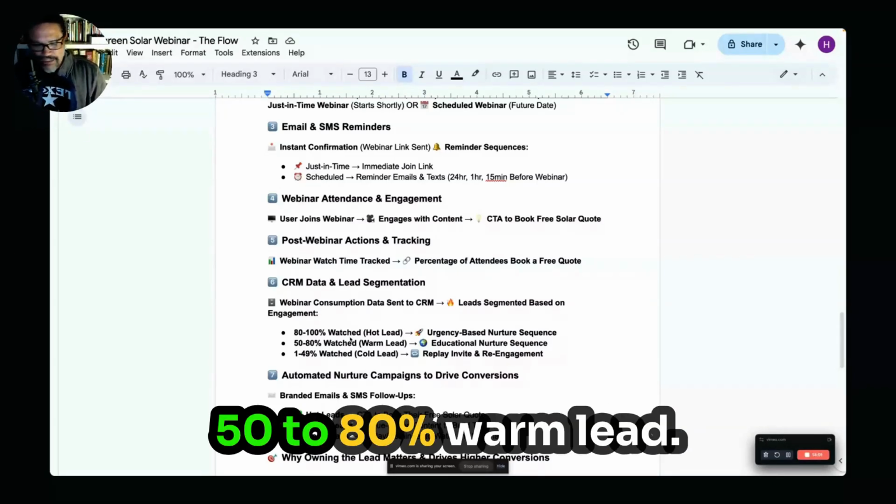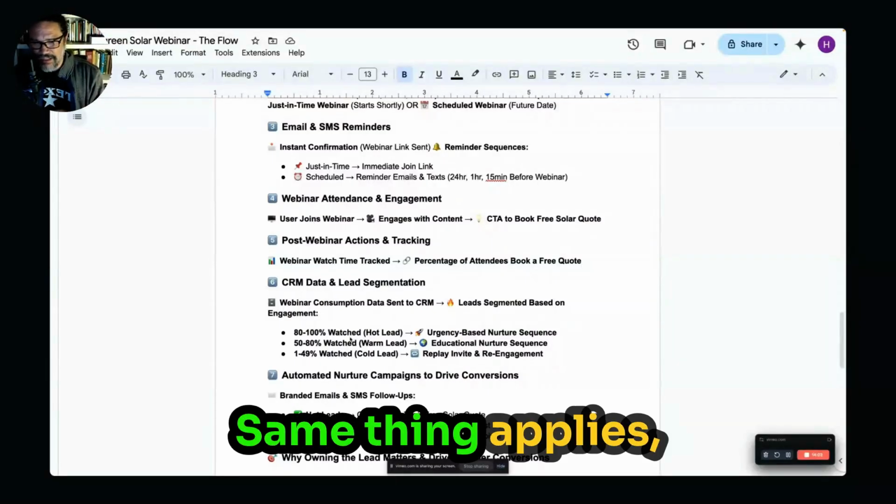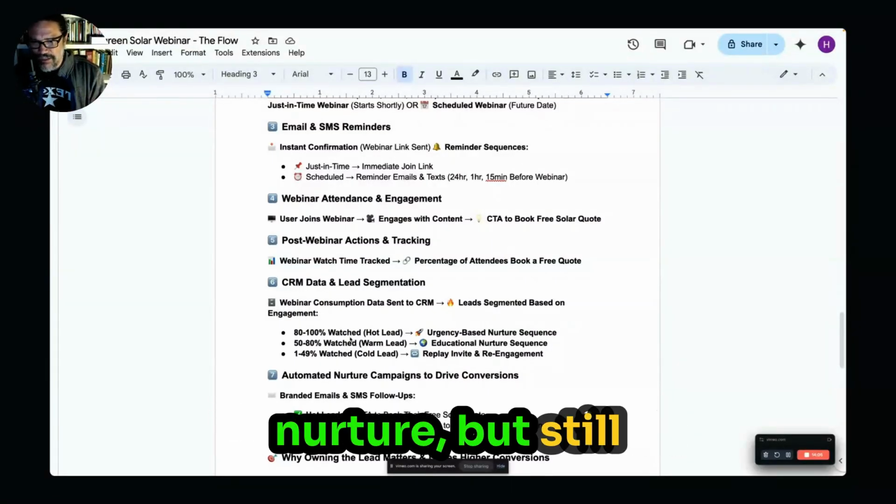50 to 80%, warm lead, same thing applies. A little bit of a different nurture, but still leading with value.